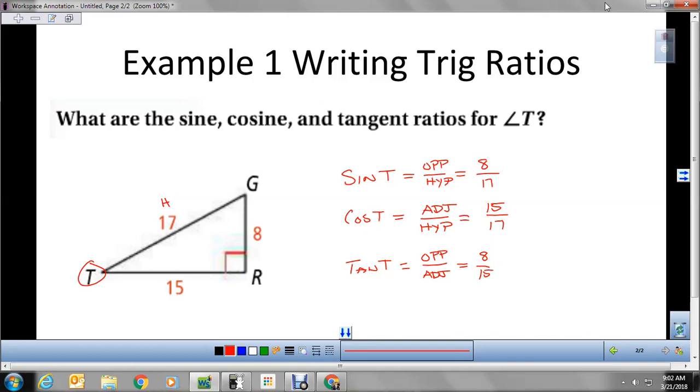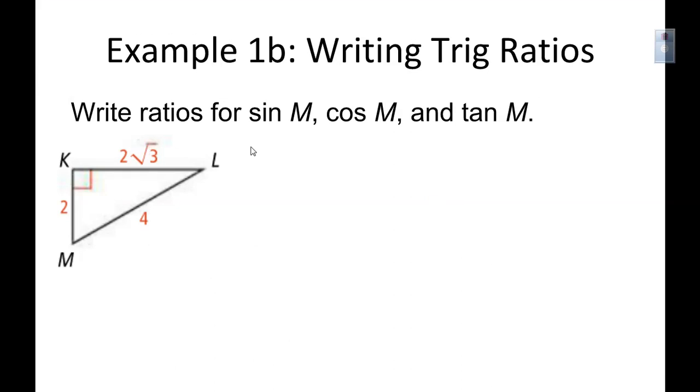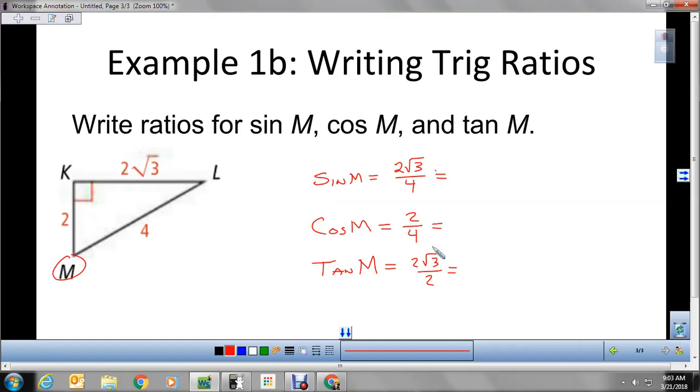So now let's look at another one, part B. I want you guys to find the trig ratio for sine of m, cosine of m, and tangent of m. I'll pause the video, and when you come back, check your answers. Okay, let's see how you did. See if you set these up correctly.